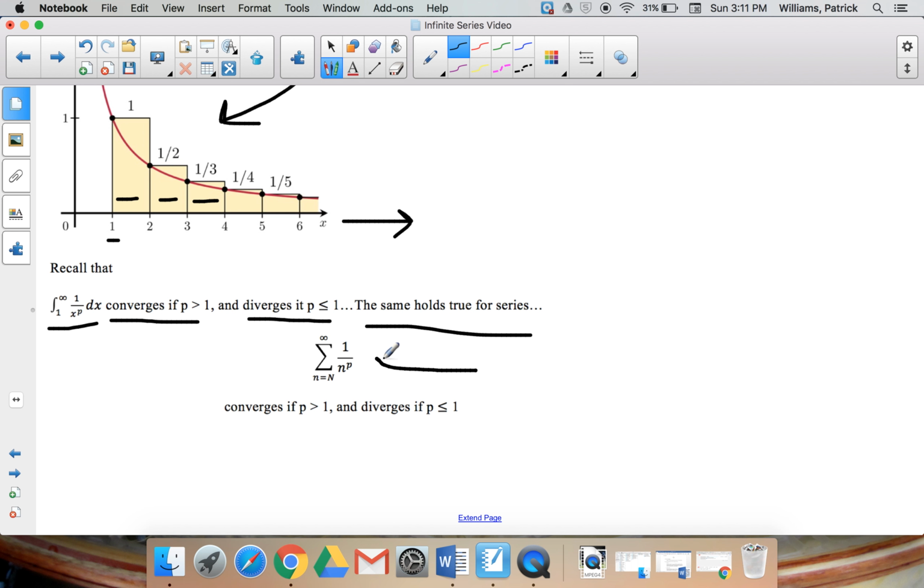If we're given this series, and notice in this case I'm saying we'll start at some value capital N. That value could be capital N equals 1, it could be capital N equals 2, 3, it doesn't matter, as long as it's not equal to 0, that's the one thing that we don't want to have. So anyway, basically if we have an infinite series that looks like 1 over n to the p, we have the exact same rule: this series will converge if that value of p is greater than 1, and it diverges if that value of p is less than or equal to 1.